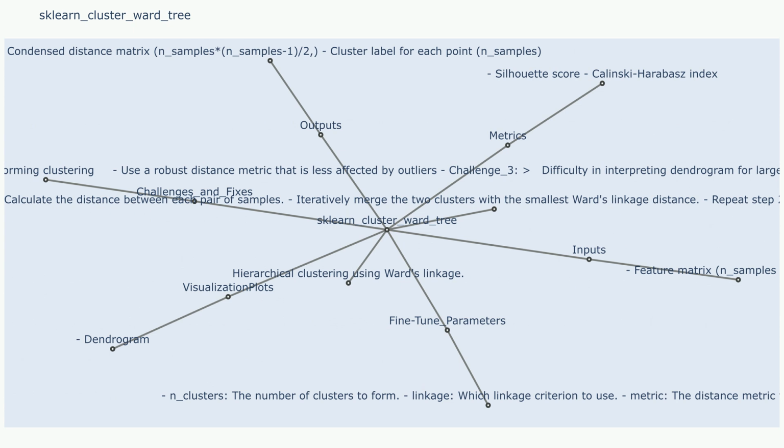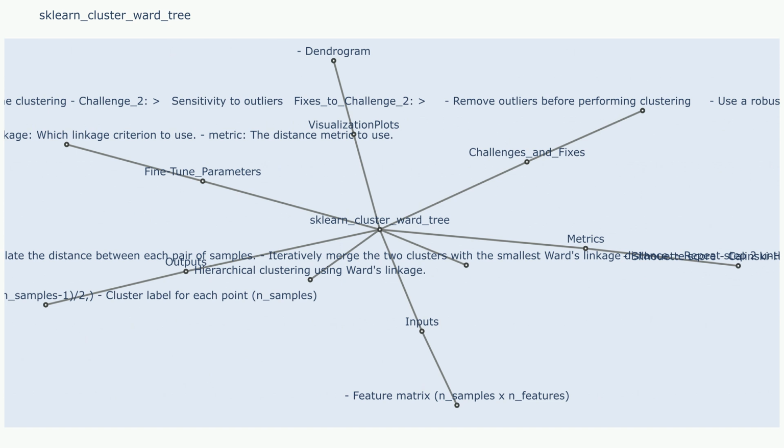Challenge 2. The algorithm can be sensitive to outliers. Sample use case. Outliers can significantly affect the distance calculations and lead to the formation of incorrect clusters.